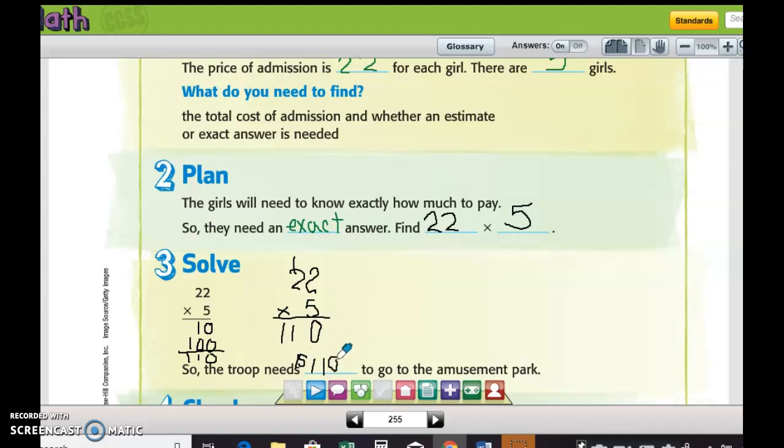For this problem, it wouldn't make sense to get an estimate because you need to know, like it said here, you need to know exactly how much to pay when you want to go to the amusement park.